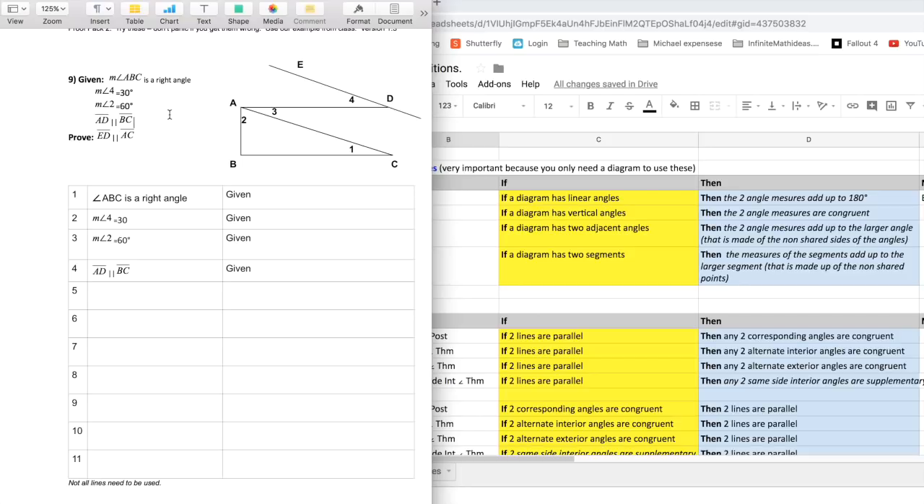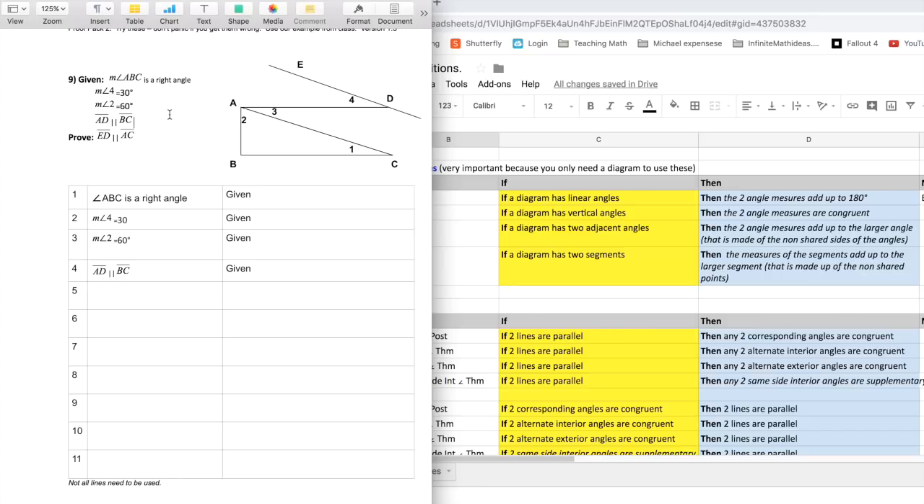Many of you did not even get the vertical angle theorem problem correct on the last test, and that we had given you the solution to in class. So you have to at least memorize the proofs that we've given you the solutions to, because very often they will appear in the test. Okay, let's do proof number 9.